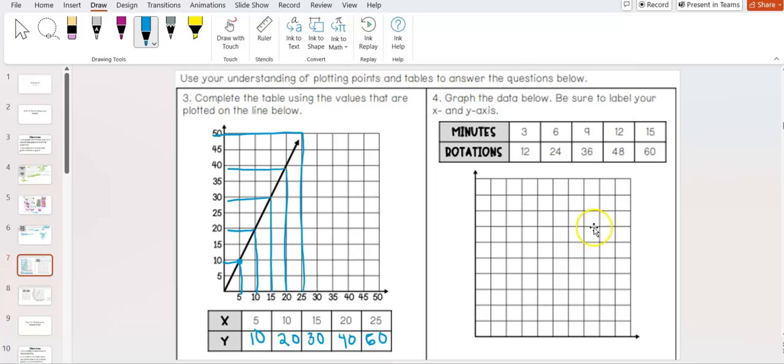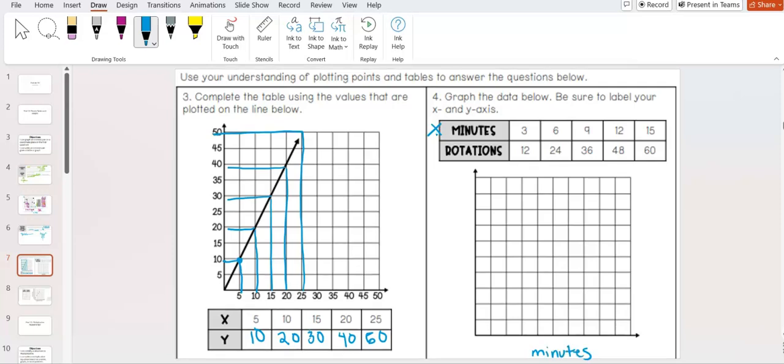On this side, we're going to do the opposite. We're going to take the points given to us in this horizontal table and plot them on the graph. Remember, the top is always x. So minutes is our x, and remember to label your axes. And y is always on the bottom, so y is our rotations. Then we just have to put our numbers in.